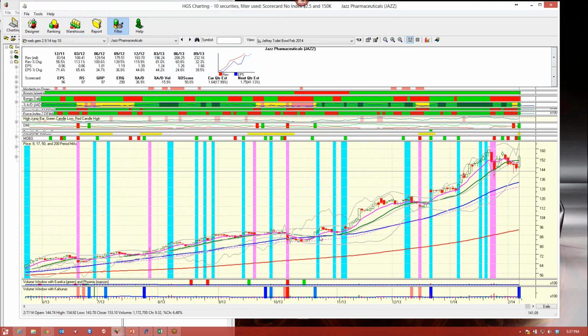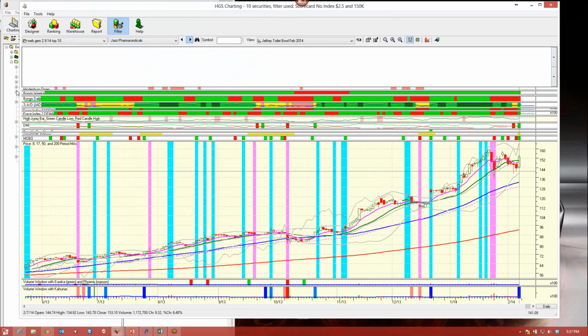Jazz is one of my favorite biotechs. You can see it's pulled back, had a kahuna, huge up day on Friday, mostly green up here. It's got about 40% year-over-year growth going forward. I think it's still a very interesting stock and one that I continue to hold long.